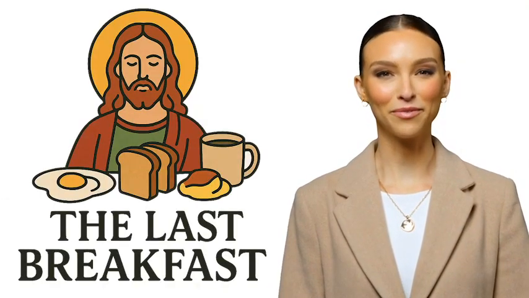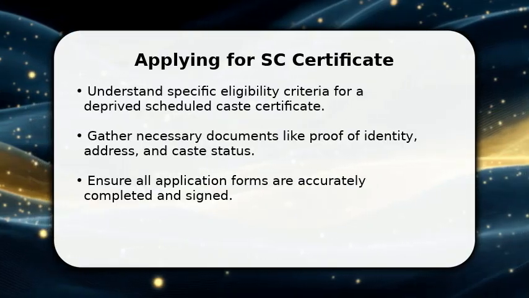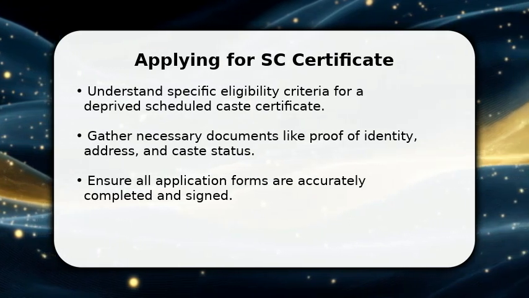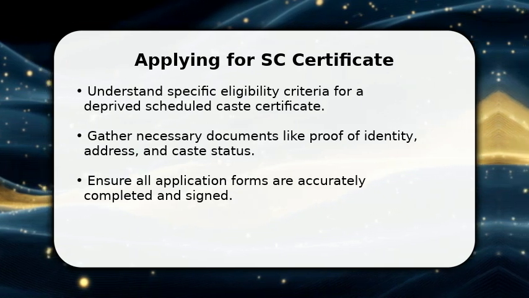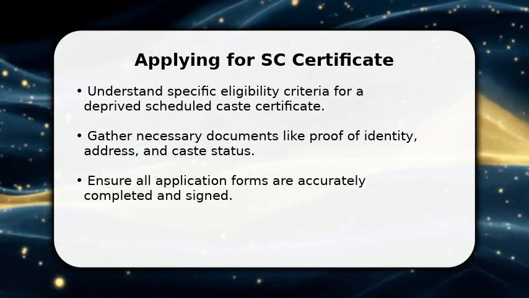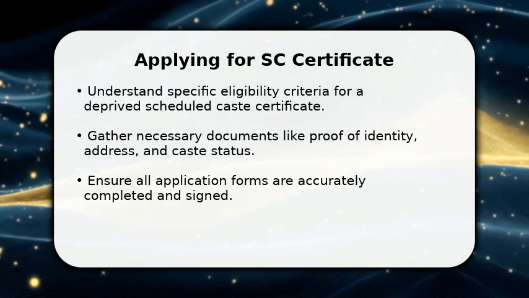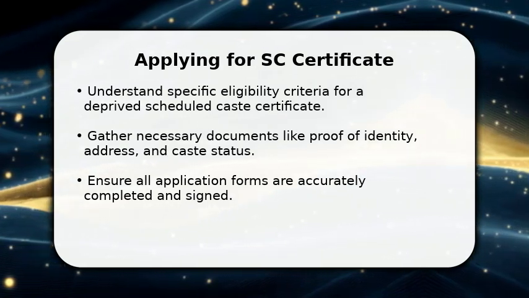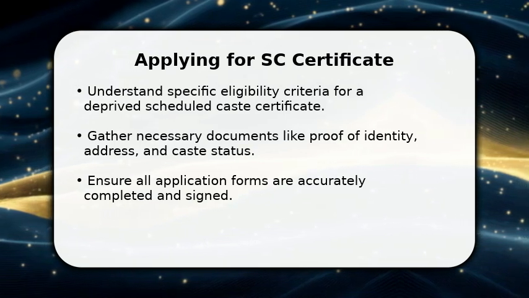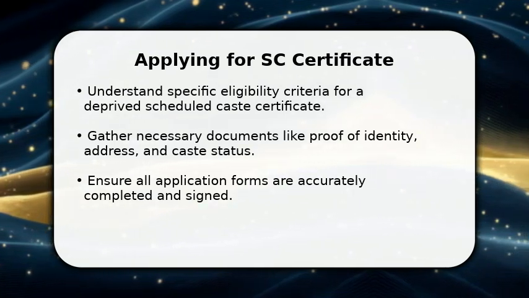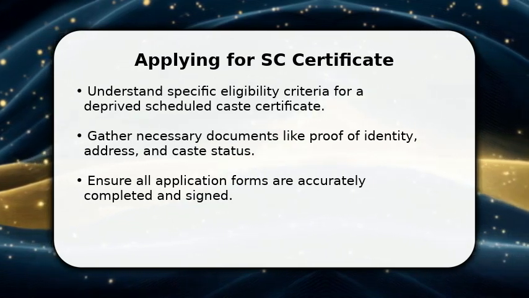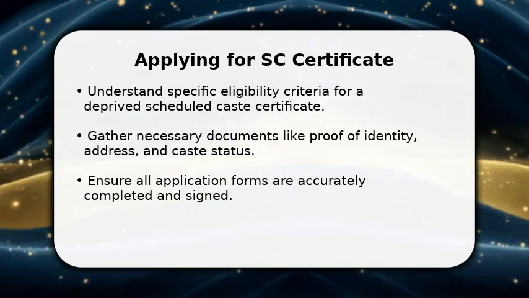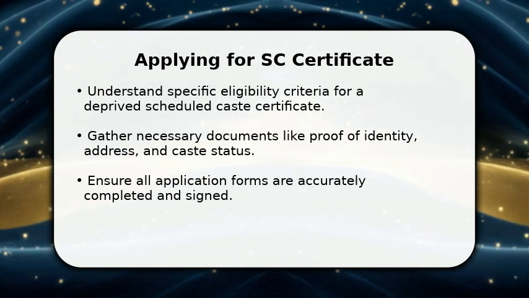Please enjoy the video. In this video, I will explain how to apply for a Deprived Scheduled Caste certificate. First, confirm your eligibility based on government guidelines. Next, collect all required documents such as your birth certificate, proof of residence, and any existing caste proofs. Make sure these documents are current and valid. Finally, accurately fill out the application form, paying close attention to all sections to avoid any delays in processing.